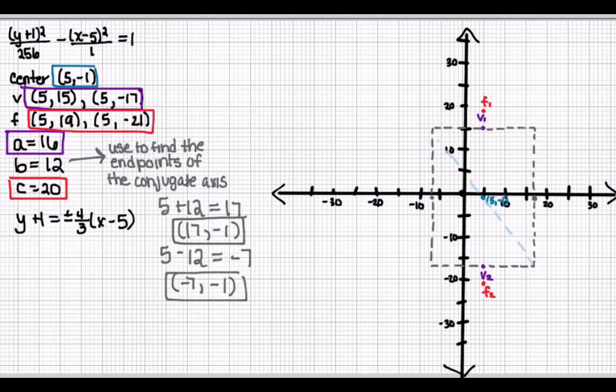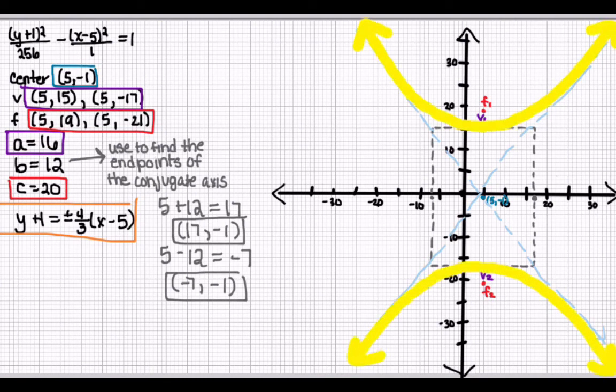At this point, I'm going to draw my asymptotes. The asymptotes are going to go through the center and the corner of the boxes you just created. You can also double check that you have the right asymptotes by using your equation here and making sure that you have a slope of 4 over 3 in this case. And once you do that, now you can actually graph the hyperbola. So the hyperbola is going to go through each vertex, and it's going to get closer and closer to those asymptotes. So if I draw that, I get something that looks like this. And that's our final answer.